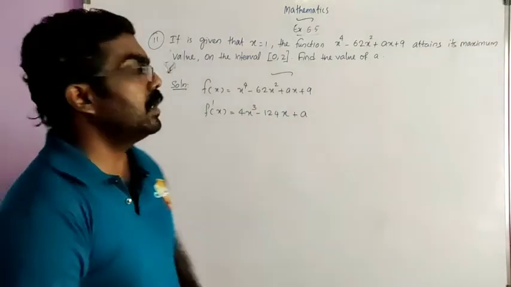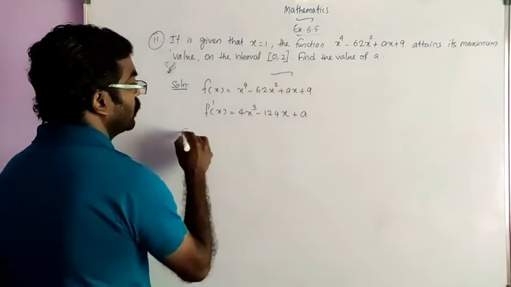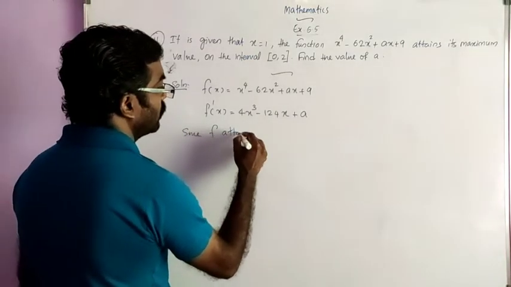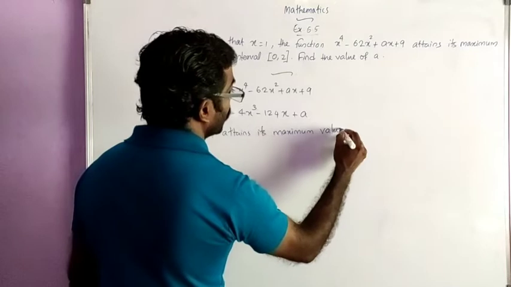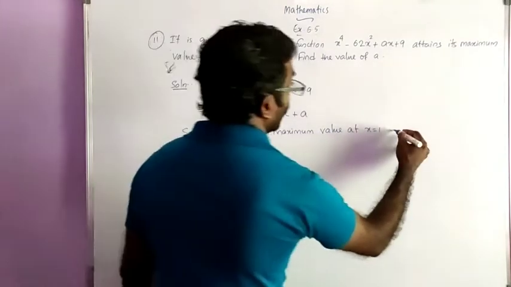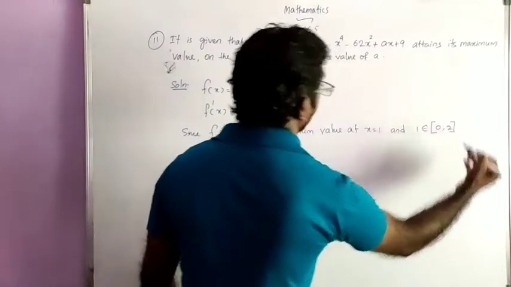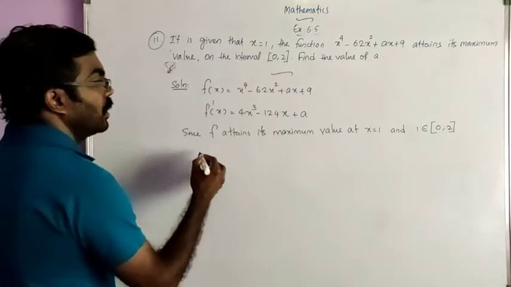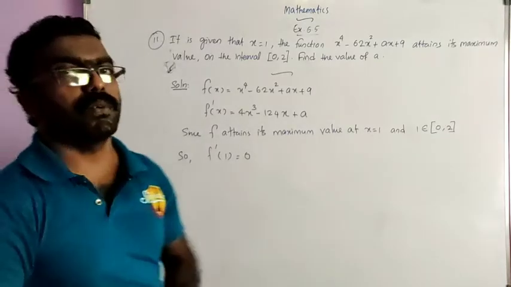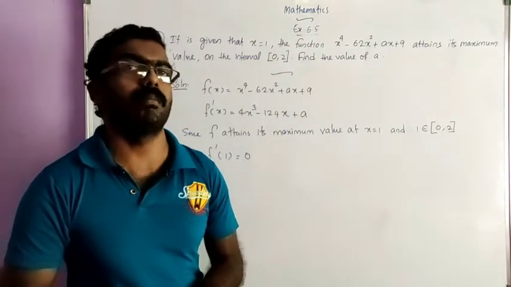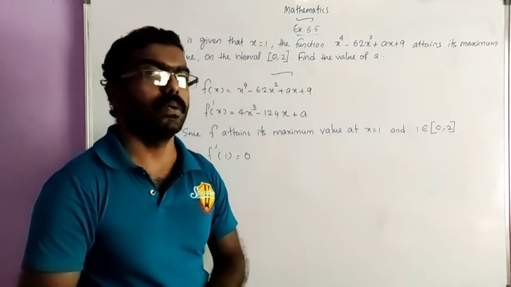So it is given that f attains its maximum value at x equal to 1, and clearly 1 belongs to the given interval, the closed interval 0, 2. So what can we conclude? f dash of 1 is equal to 0. Okay, a function f of x attains its maximum or minimum value when f dash of c is equal to 0 at critical points.